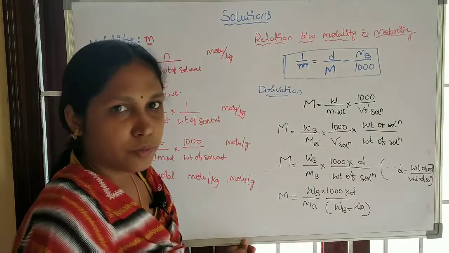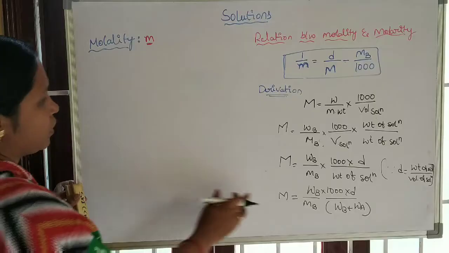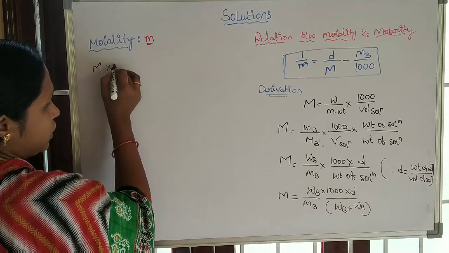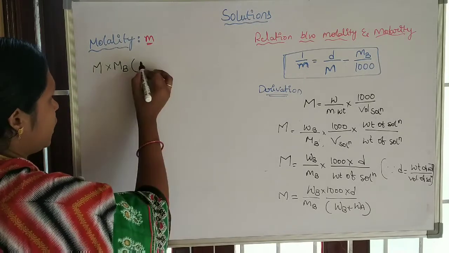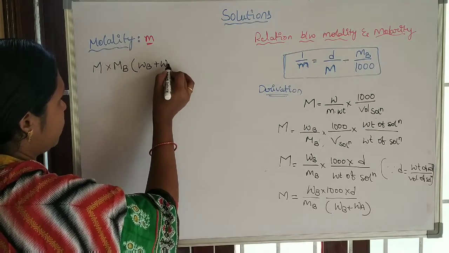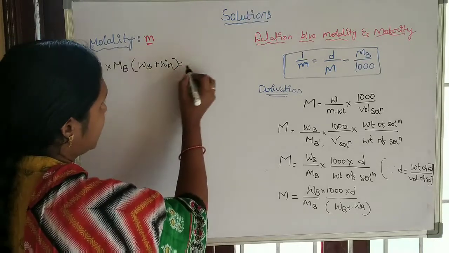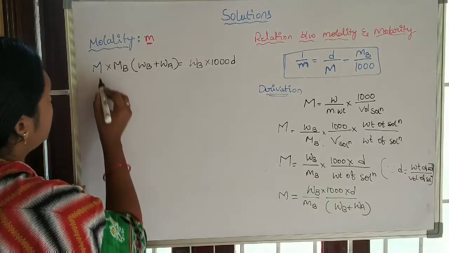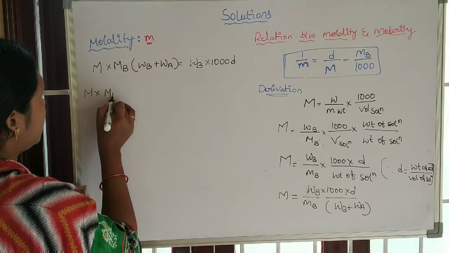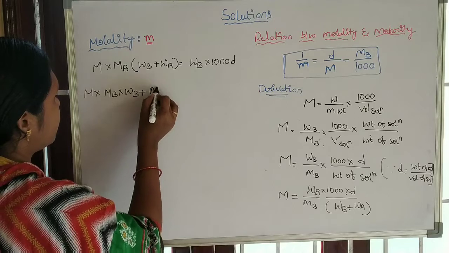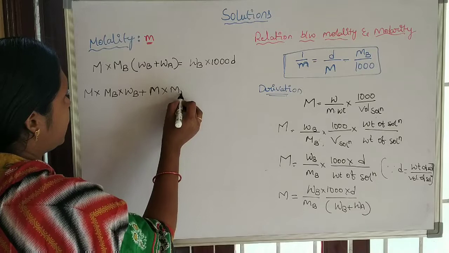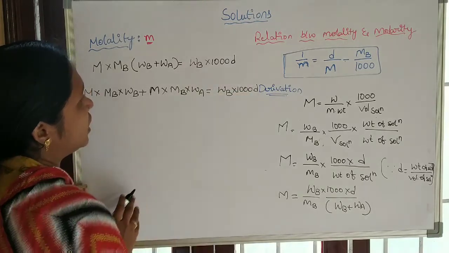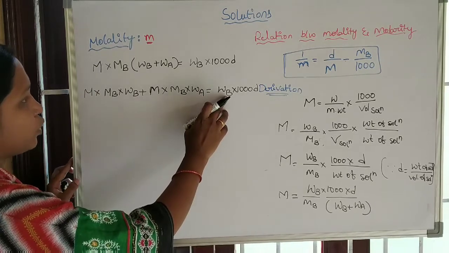Weight of solvent. Take the molarity into MB, molecular weight of solute, into WB plus WA, meaning weight of solute plus weight of solvent, equal to weight of solute into 1000 D. So multiply here: molarity into MB into WB plus molarity into MB into WA equal to WB into 1000 into density. The WB, weight of solute, multiplied on this side, will be divided on the other side.